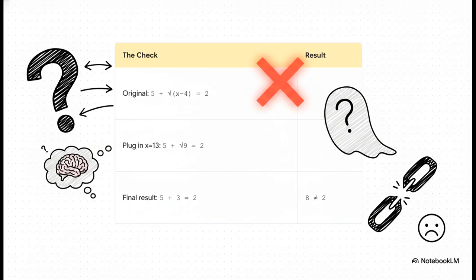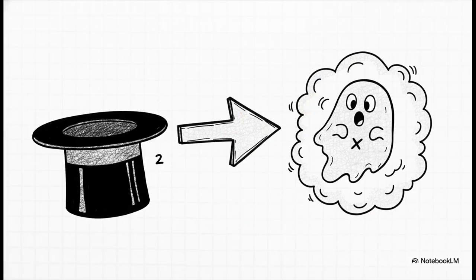Let's plug 13 back into our original equation. We get 5 plus the square root of 13 minus 4. That's the square root of 9, and the square root of 9 is 3. So our equation becomes 5 plus 3 equals 2, which means 8 equals 2. And that is very, very wrong. Our solution doesn't work at all. It's a phantom. So what on earth happened?